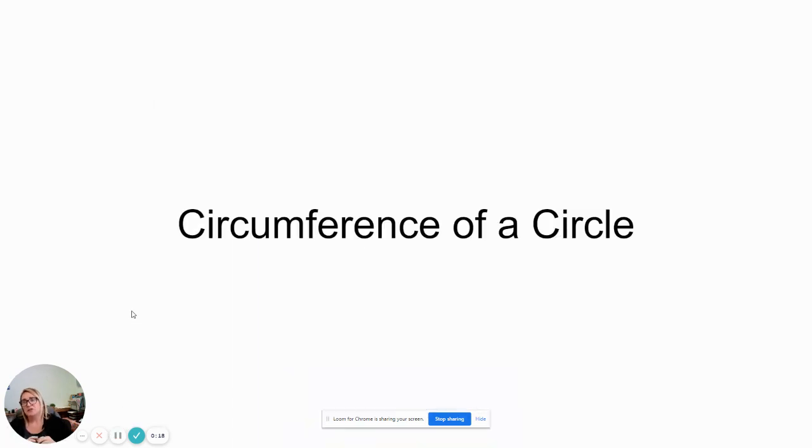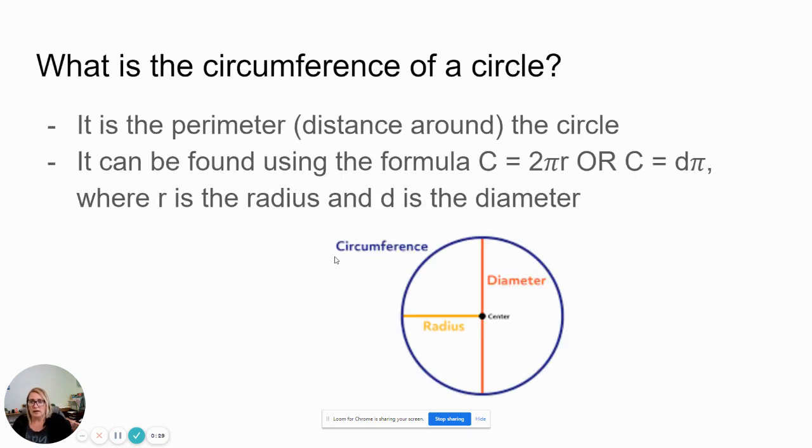All right, so hopefully you guys are going to be super excited about this. It's very simple. It should be a review concept for you. It might have been a while, but it should be review, and that is circumference of a circle. What you need to know is the circumference of a circle is kind of the perimeter. It's the distance around the circle. It's the outside of the circle.